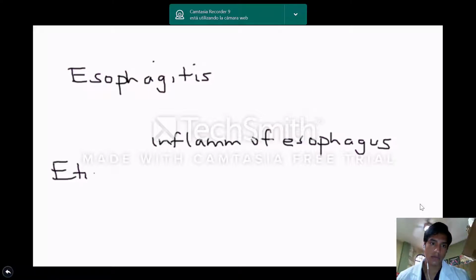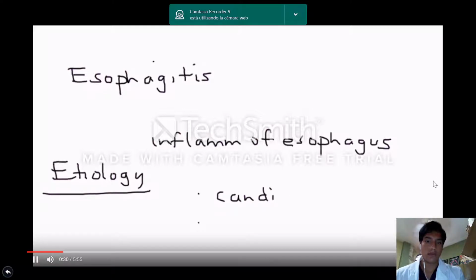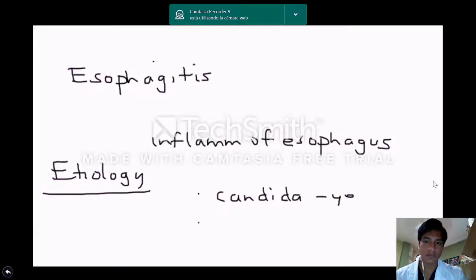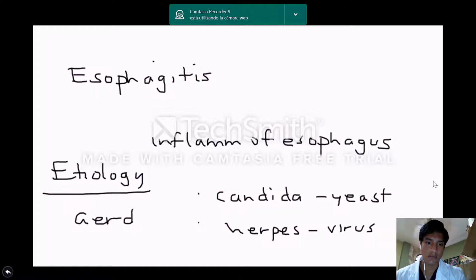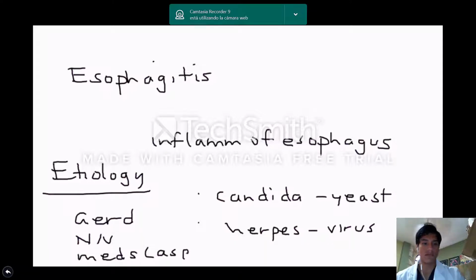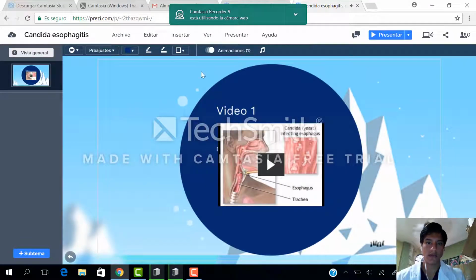And in terms of etiology, the causes of esophagitis vary a lot, but the two most common in terms of licensing exams tend to be candida, which is of course the yeast, and herpes, which is a virus. There are other causes, of course, such as GERD, chronic gastroesophageal reflux disease, chronic nausea and vomiting, and also certain medications such as aspirin can also cause it. Let's continue.